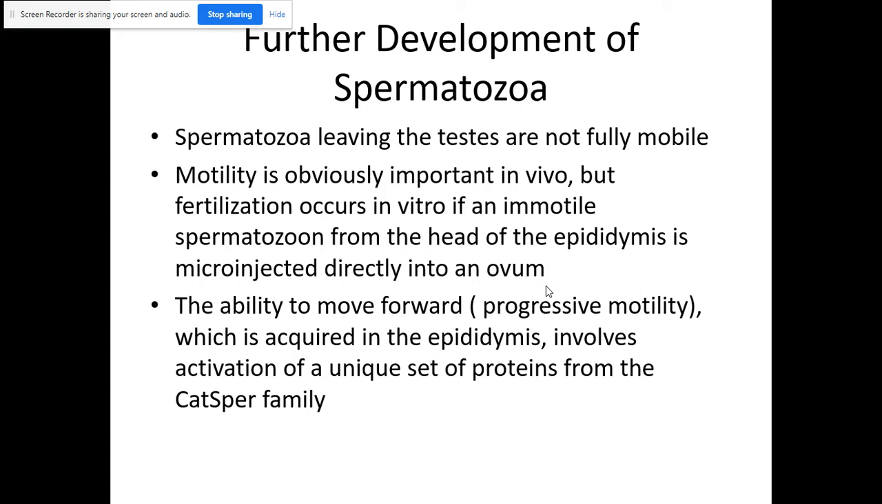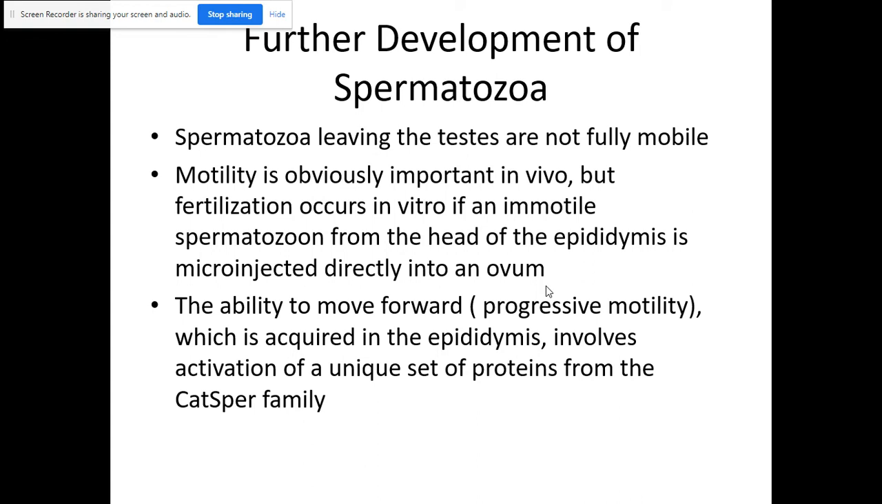Spermatozoa that leave the testes are not fully mobile, meaning to say they are immobile. They continue their maturation and acquire motility during their passage through the epididymis. Motility is obviously important in vivo, meaning inside, but fertilization also occurs in vitro, outside, if an immotile spermatozoan from the head of the epididymis is microinjected directly into an ovum. That's why we have in vitro fertilization.